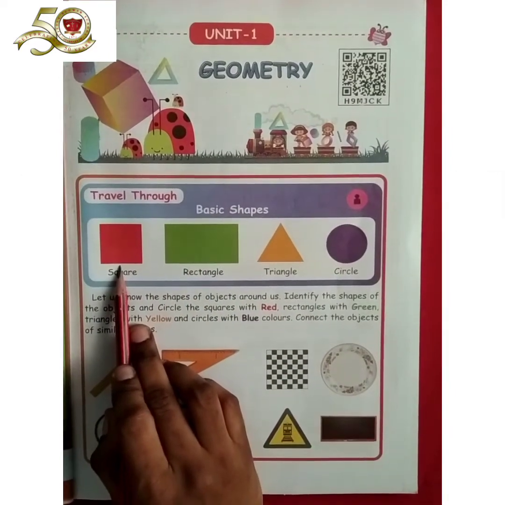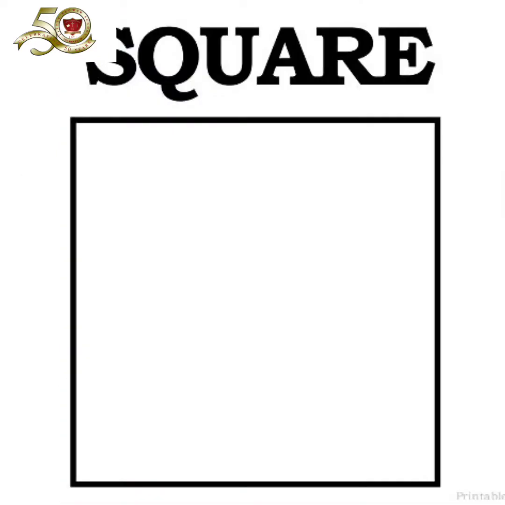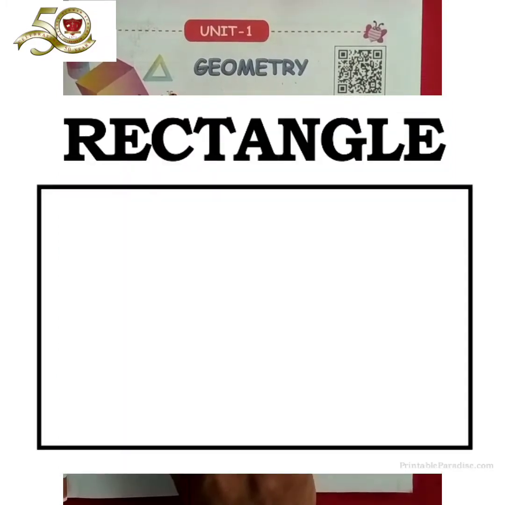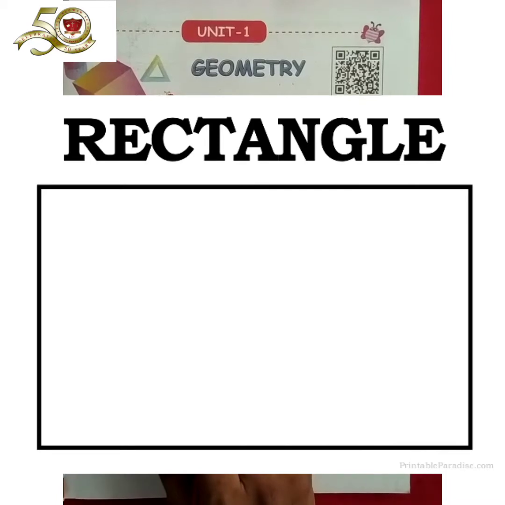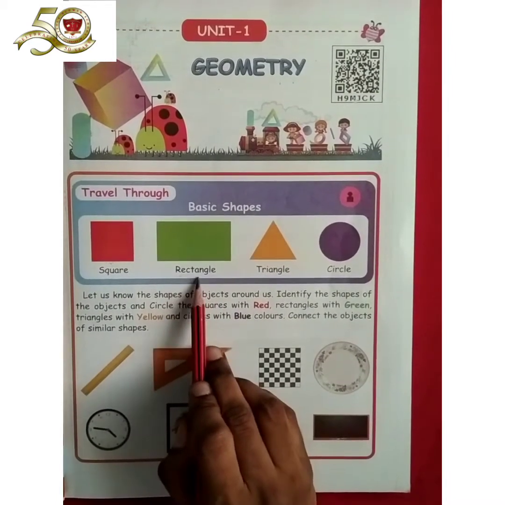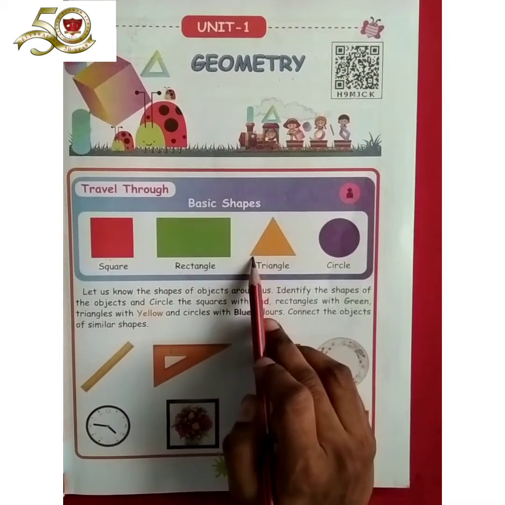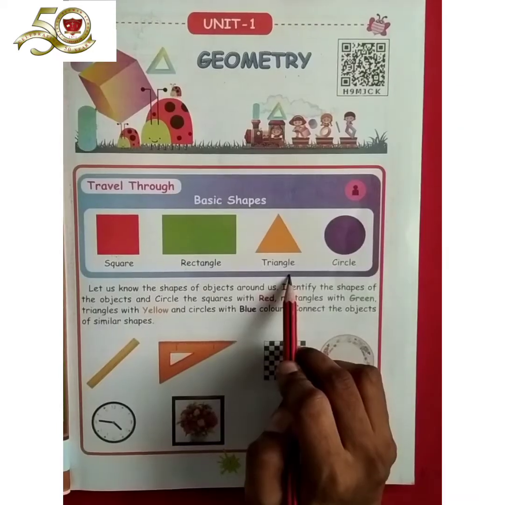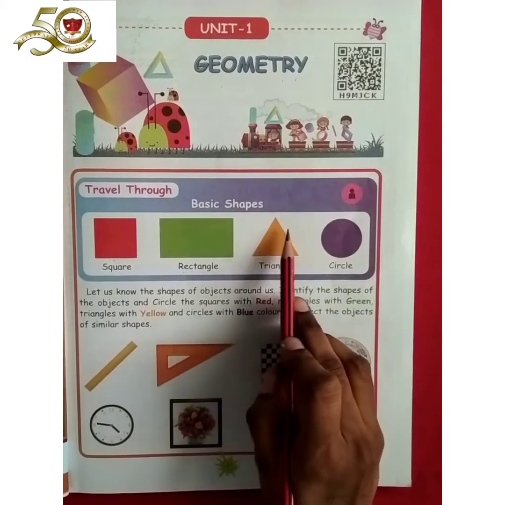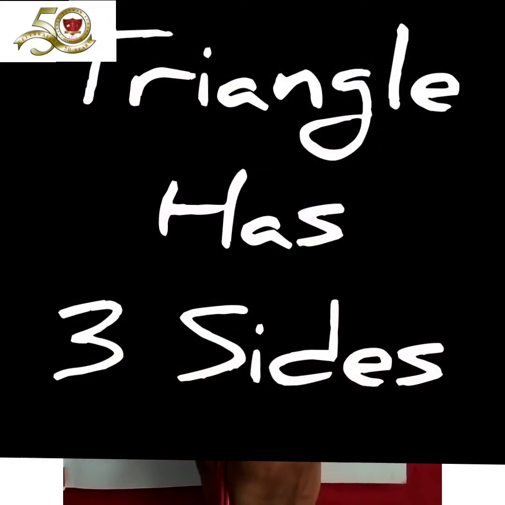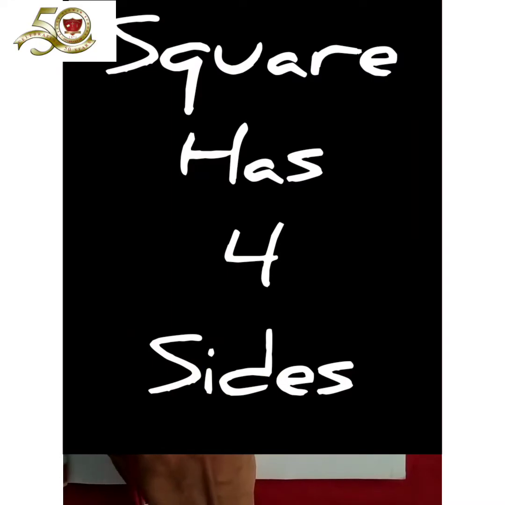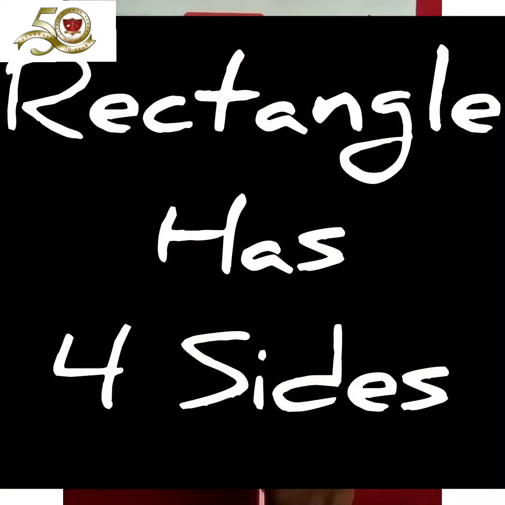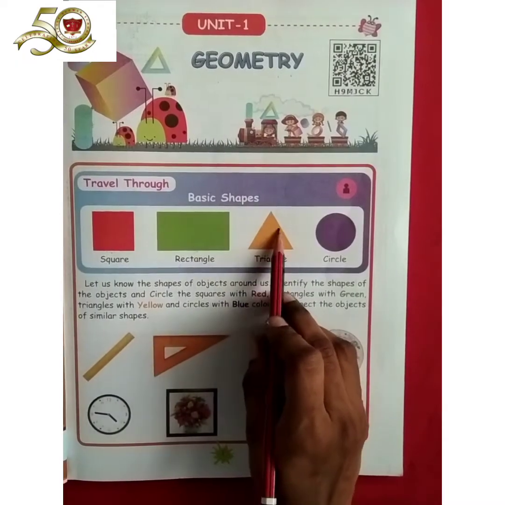See here, square. What is the red color box here? It is not a box, it is called a square. And the green one is called a rectangle. Say along with me, rectangle. And what is this one called? Triangle. Why is it called triangle? Because it has only 3 sides. See here, it has 4 sides. In square and rectangle, it has 4 sides. But in triangle, it has only 3 sides.